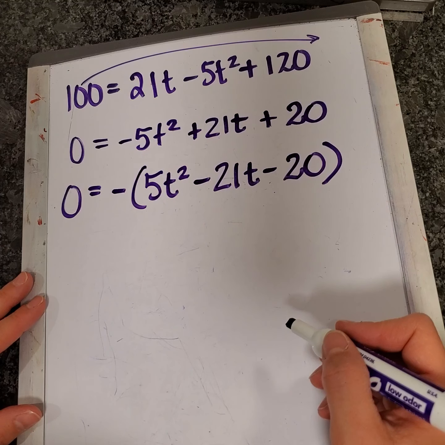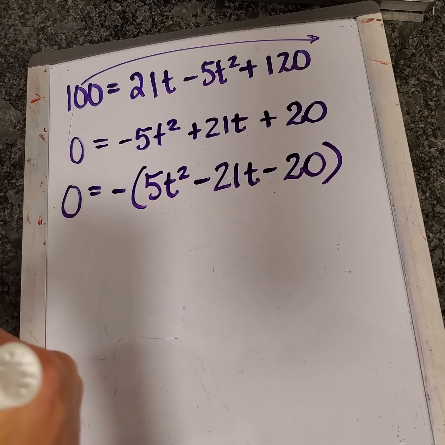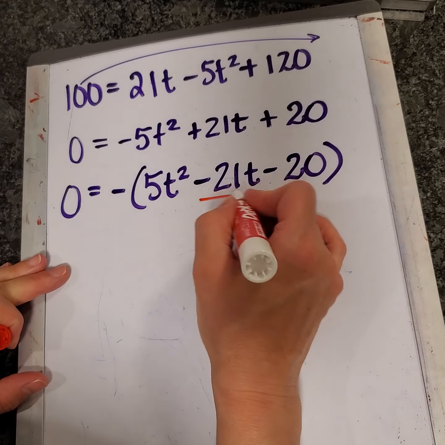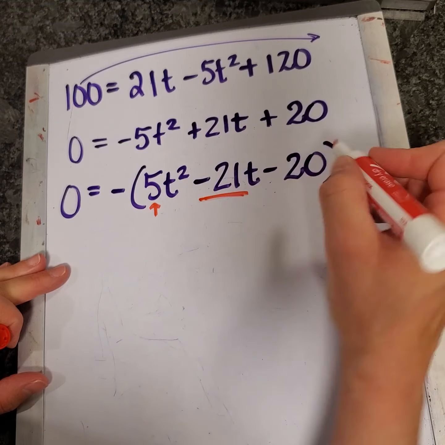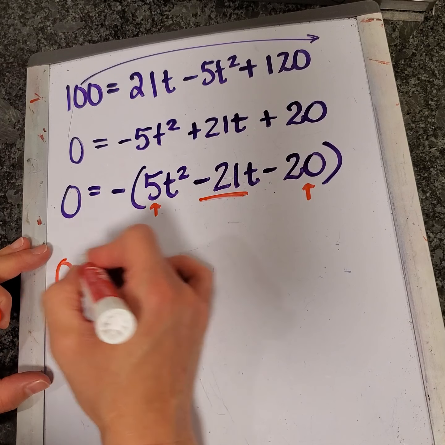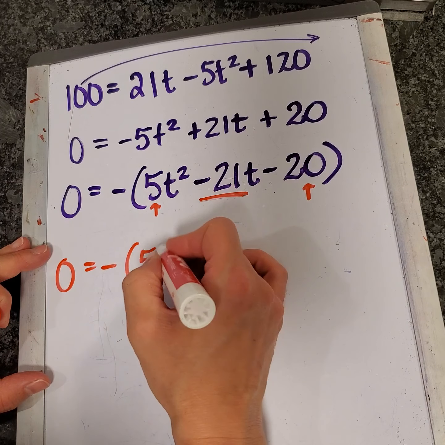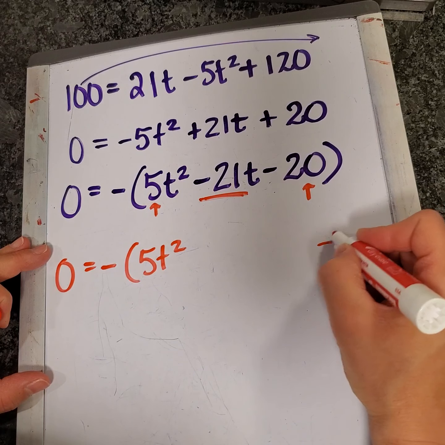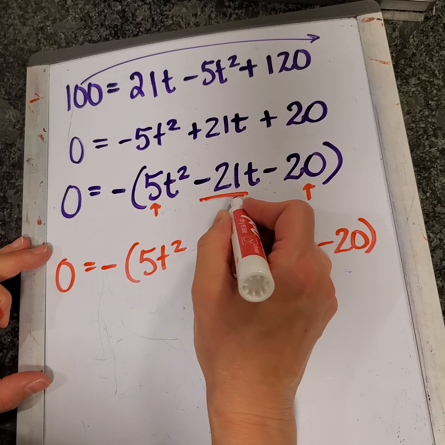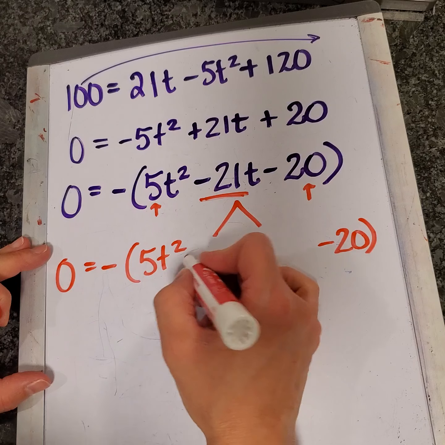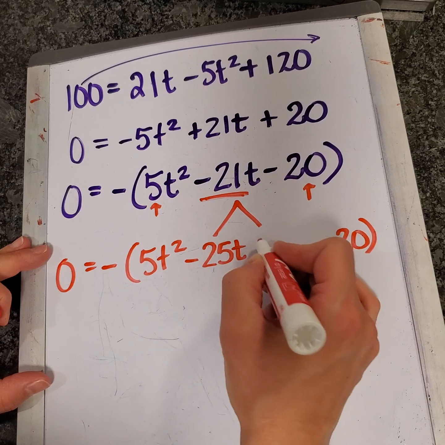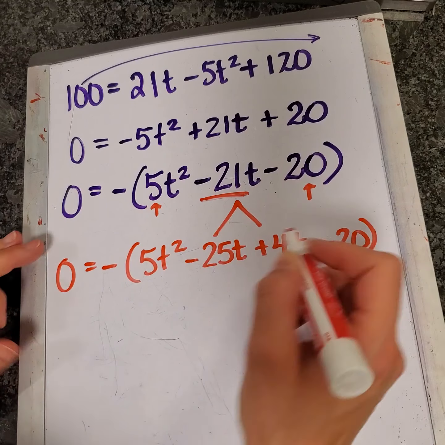Now, this appears to be a decomposition question where we are looking for two numbers that add to 21 and multiply to negative 20. So we're going to copy the first term, copy the last term, and decompose that middle term. Those numbers are negative 25t and positive 4t.